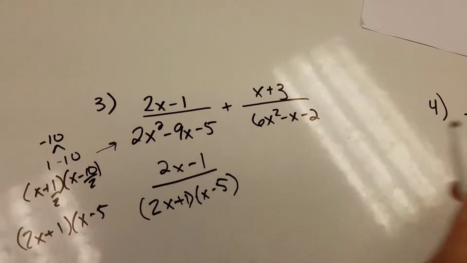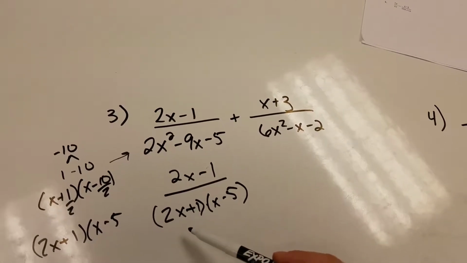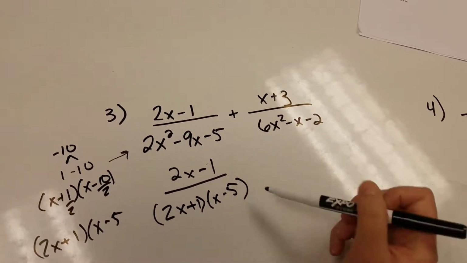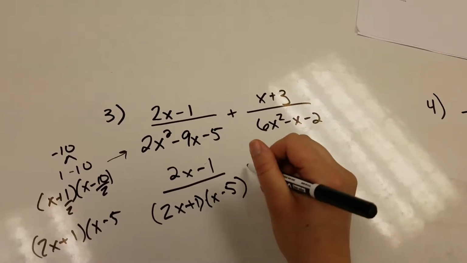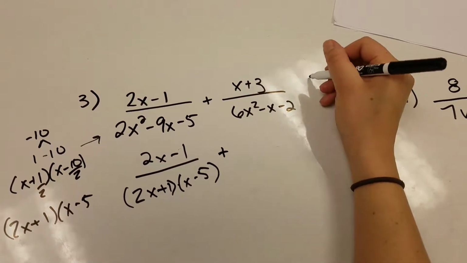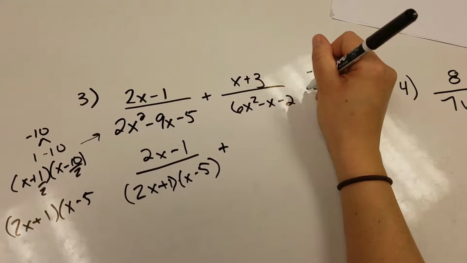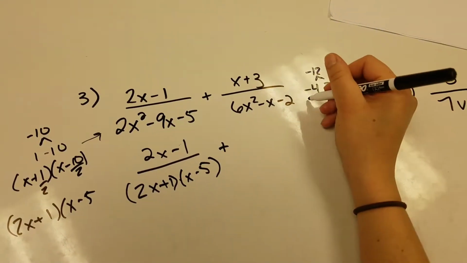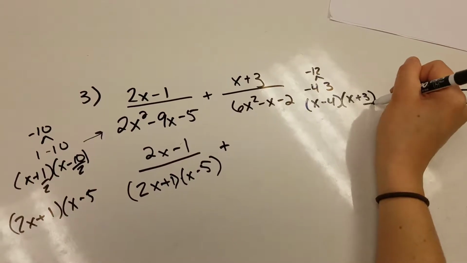Okay, now a couple things. You might notice that there is a 2x minus 1 on top and a 2x plus 1. If those matched, we could reduce them, but currently they do not, so we cannot. We're going to factor the other one, so we're going to have 6 times negative 2 is negative 12. Factors of negative 12 that add to negative 1 are negative 4 and 3. Make our parentheses, divide by our a value of 6.